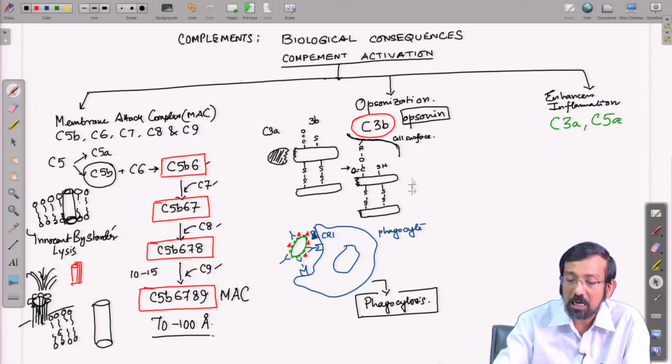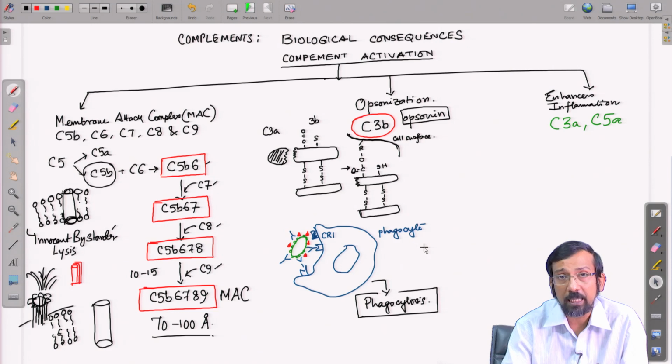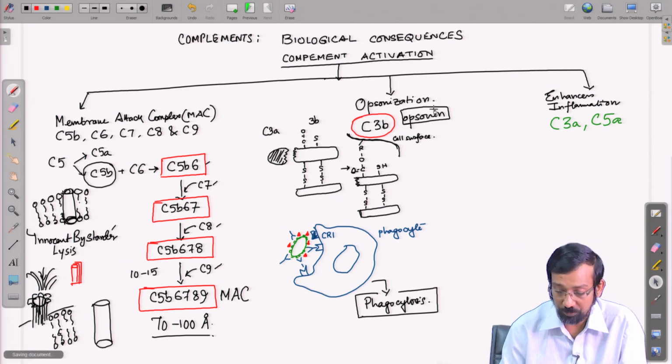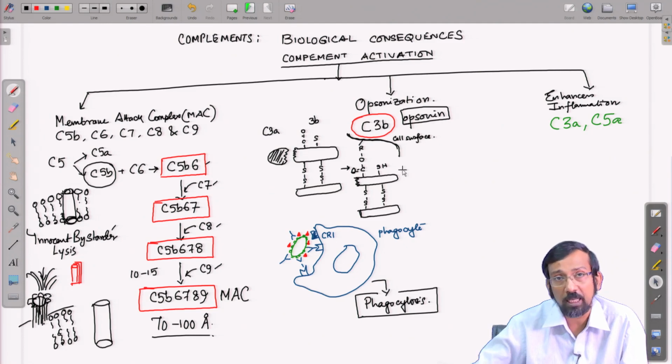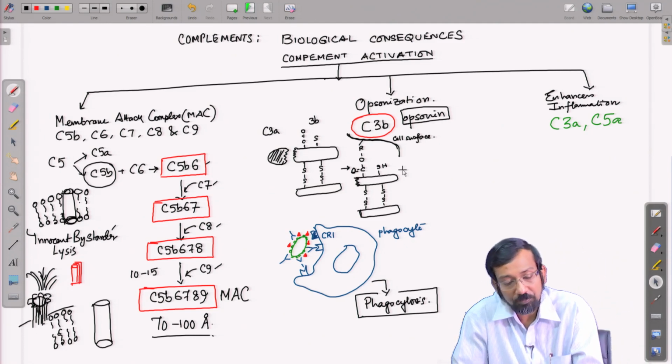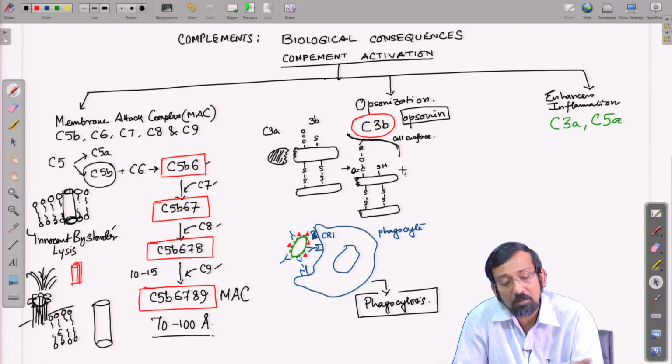So, that is how the C3b molecule mediates opsonization. The entire C3 can remain bound to the surface of the cell, and when there is a cleavage of this C3 by C3 convertase for example, that would lead to C3a and C3b.